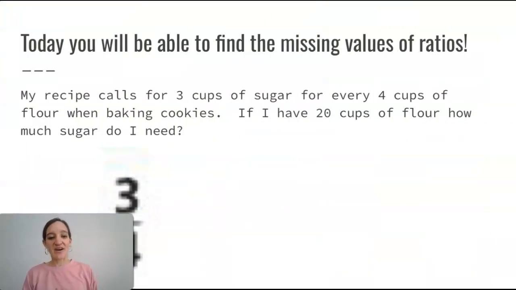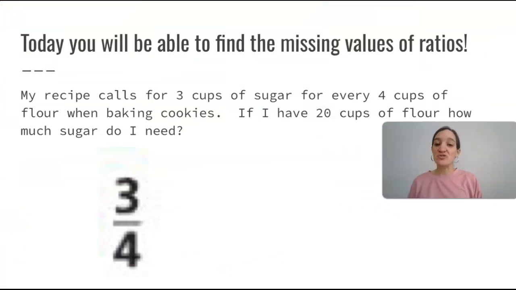Okay, so let me give you a real life situation where you do need to find unknown values with equivalent ratios. So I want to make cookies because y'all know I love cookies. My recipe calls for 3 cups of sugar for every 4 cups of flour when I'm baking cookies. Now, because I really like cookies, I don't just make one batch, like one recipe, right? I want to double or triple or even more than that. And then maybe I could even share with you, right?